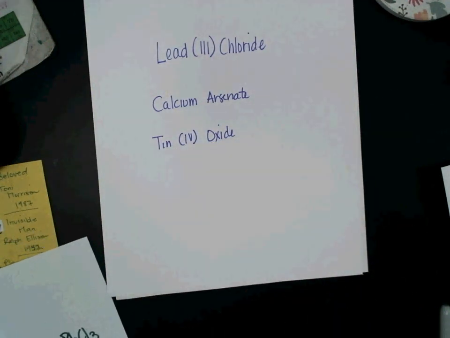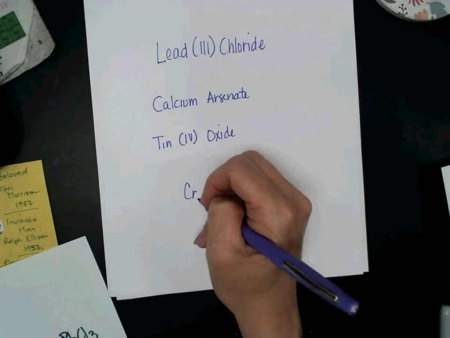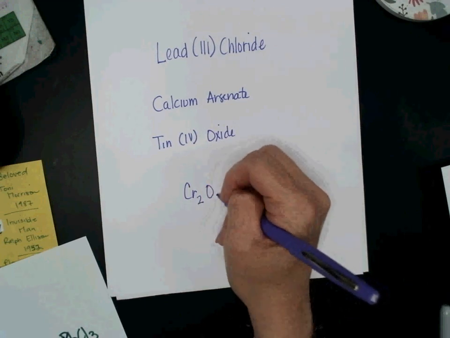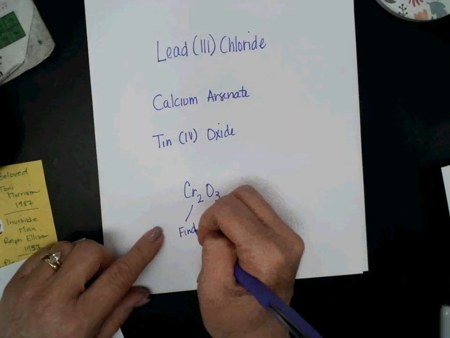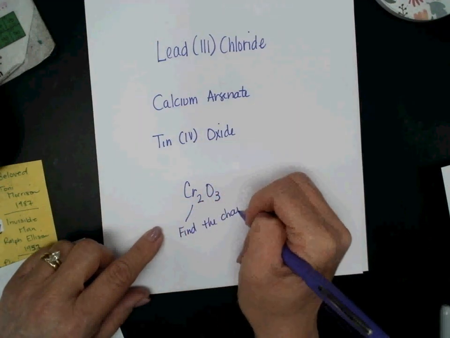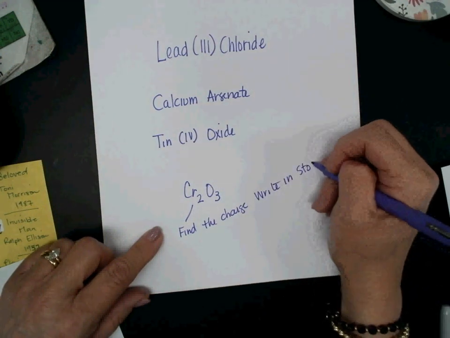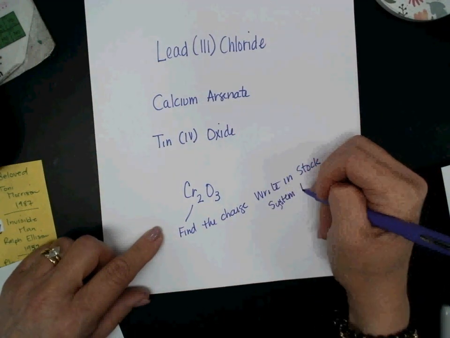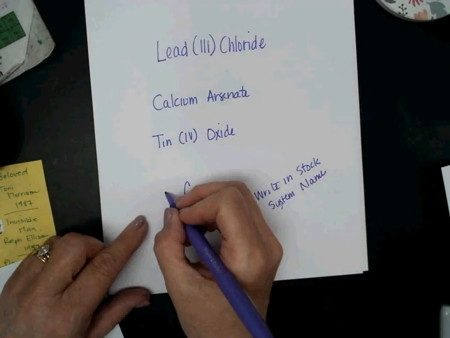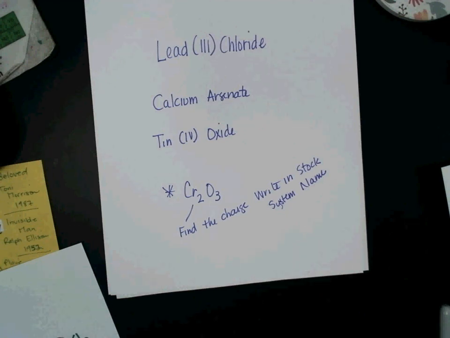Eyes up here for a minute. I'm going to give you, wait a minute, let me grab a periodic table. I'm going to give you Cr2O3, chromium oxide, and I want you to figure out, find the charge of chromium, and I want you to write it in stock system. Write the name of the compound using the stock system. Try that. That's probably the biggest challenge. This one right here.